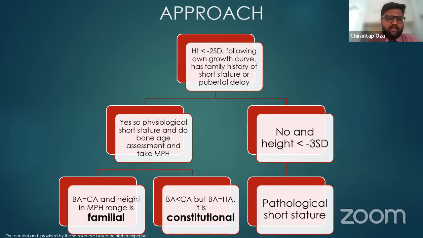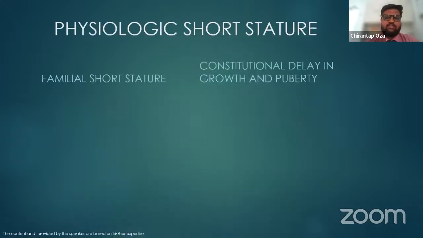But if bone age is less than chronological age and bone age is equal to the height age of the child, it is more likely to be constitutional short stature. If the height is less than -3 standard deviation, as mentioned earlier, it could be a pathological cause of short stature.